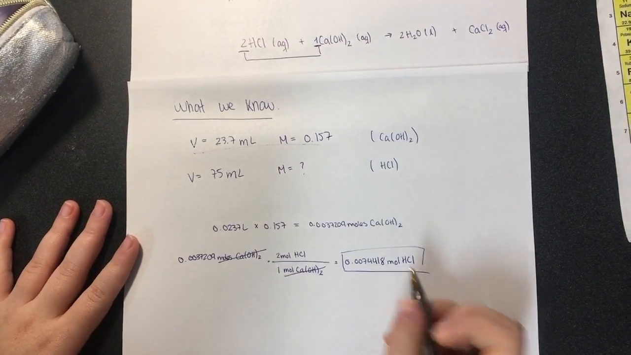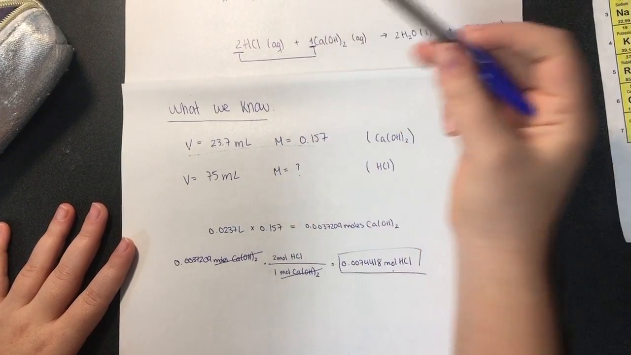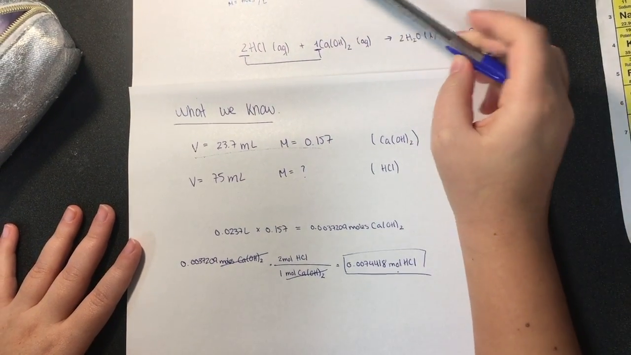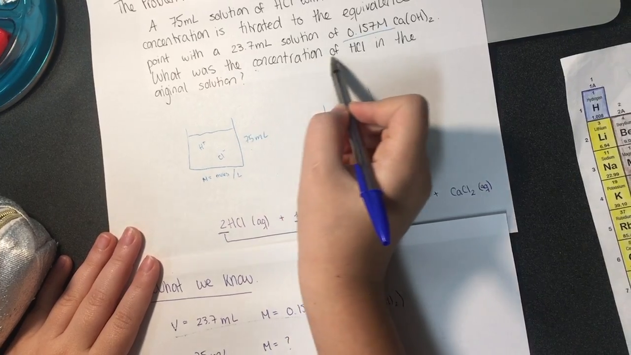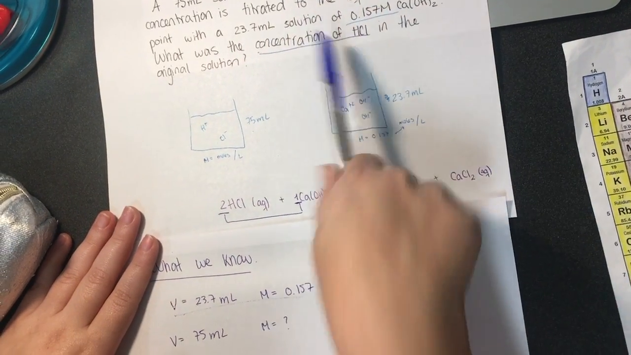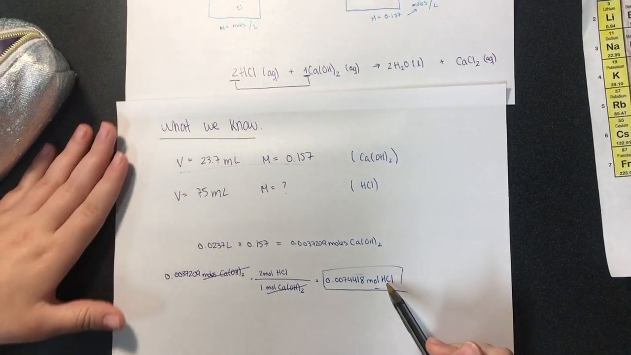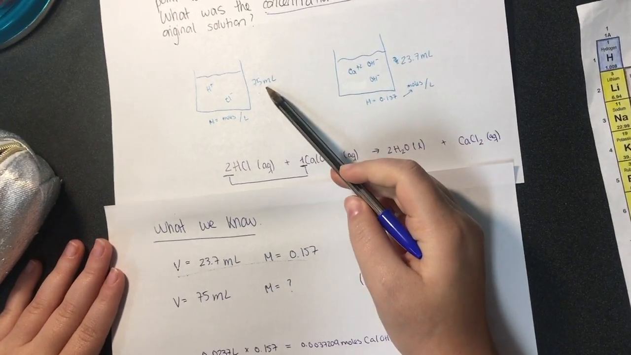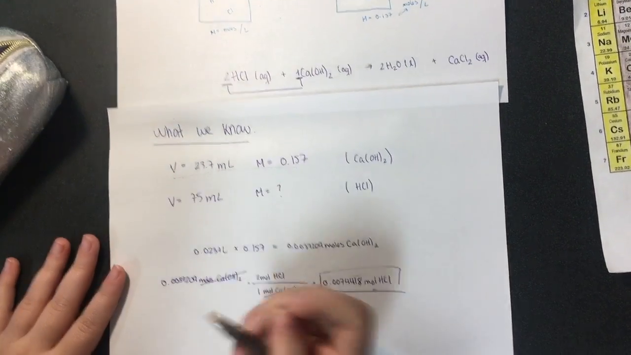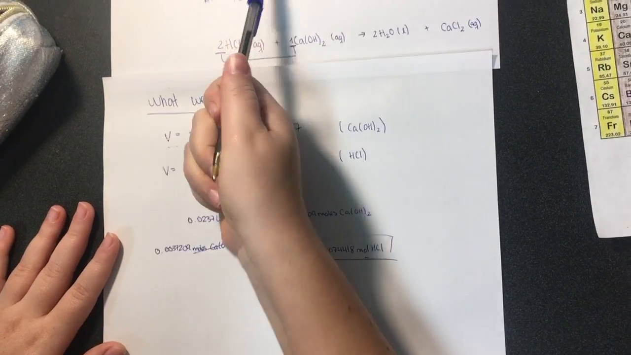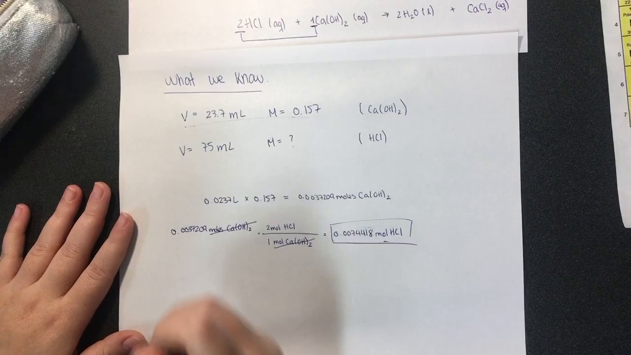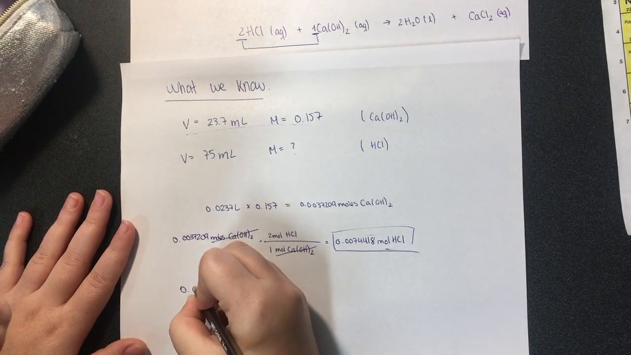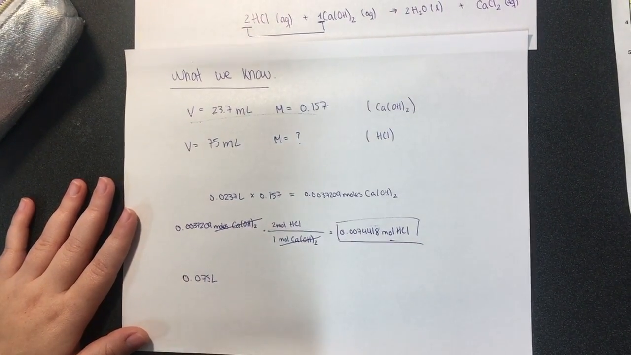With moles and liters, we can figure out the molarity, which is what our original question is asking. What was the original concentration of HCl? This is what they're asking. So we know that with the moles of hydrochloric acid and the volume, we can figure out the molarity. So we set up our equation. First, we have to convert 75 milliliters to liters. As I said, there's 1,000 milliliters for every liter, so we have 0.075 liters.